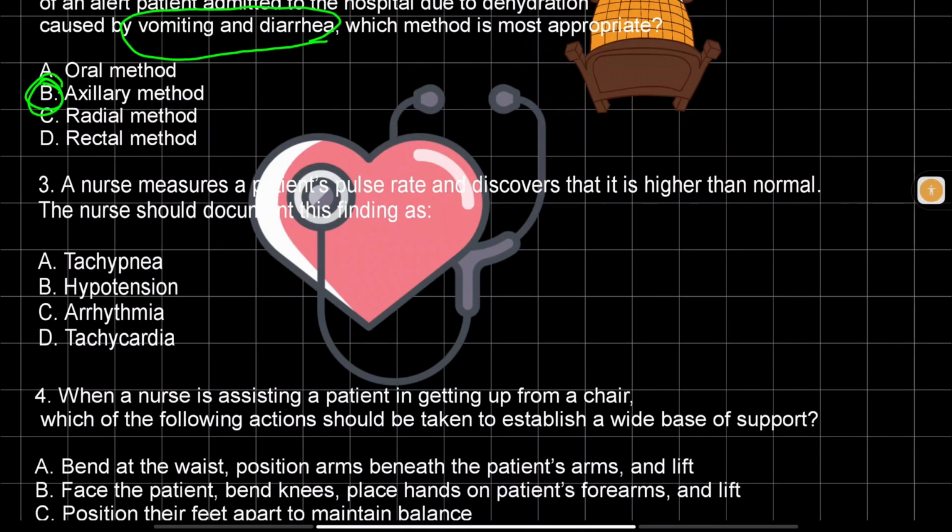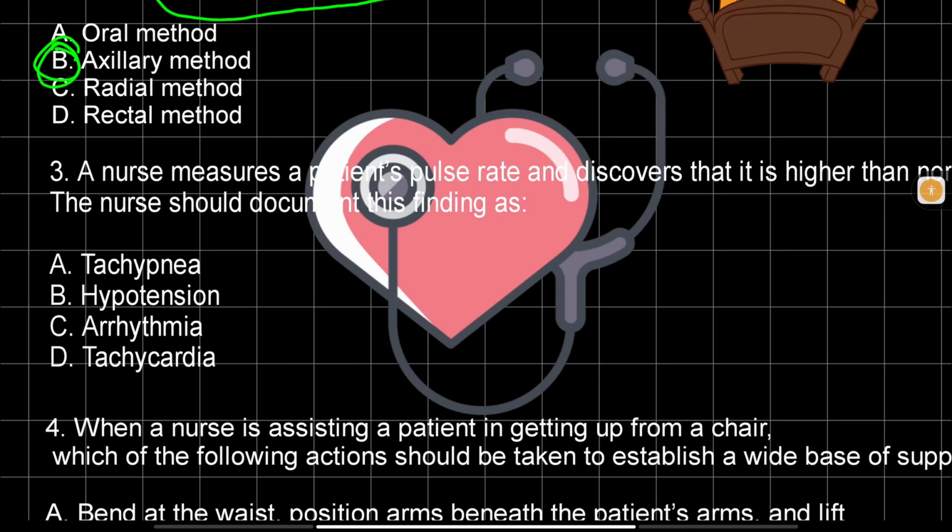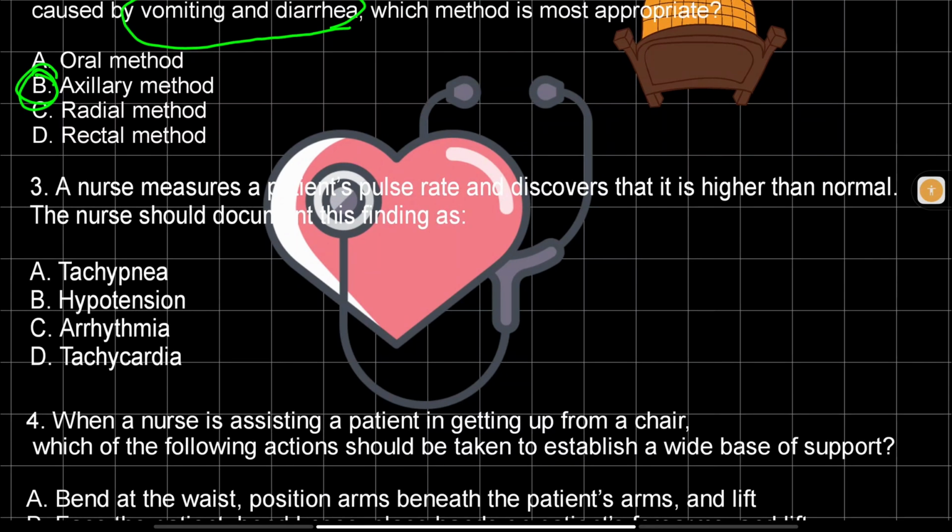Board exam type of question number 3. A nurse measures a patient's pulse rate and discovers that it is higher than normal. So, the nurse should document this finding as, so ito lang, very simple actually. This is fundamental types of question. I will rate these sets of questions like easy, beginner type of questions. So, I'm really expecting for you guys to get the high score.